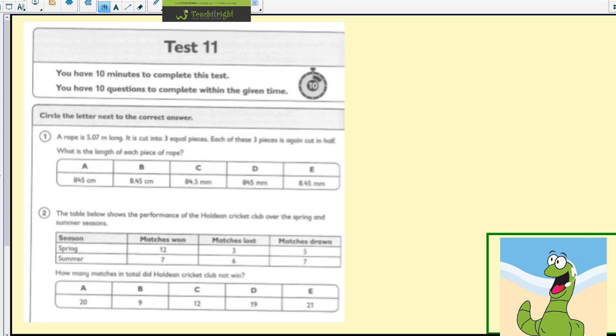So test 11, again, it was 10 minutes. A rope is 5.07 meters long. It's cut into 3 pieces. Each of the 3 pieces is cut in half again. What is the length of each piece of rope?